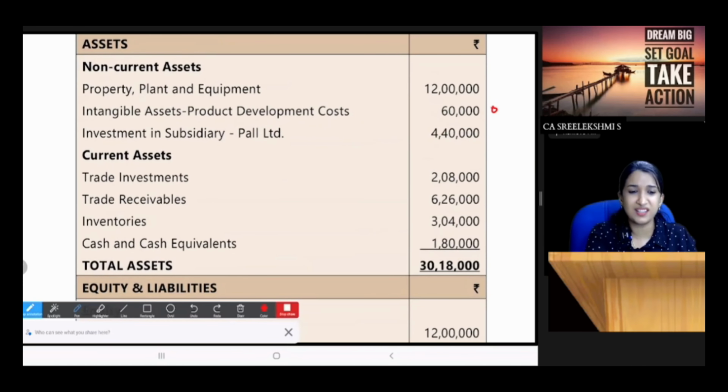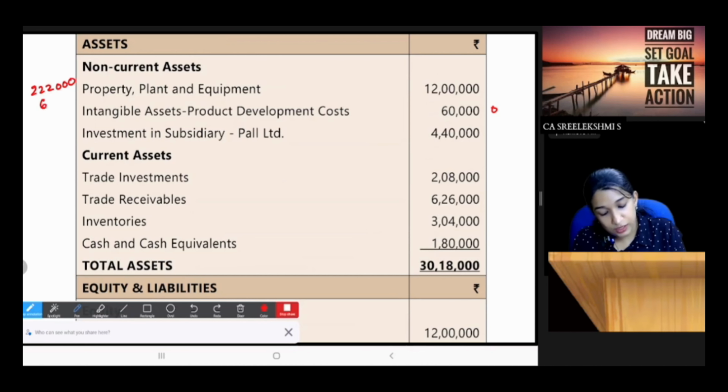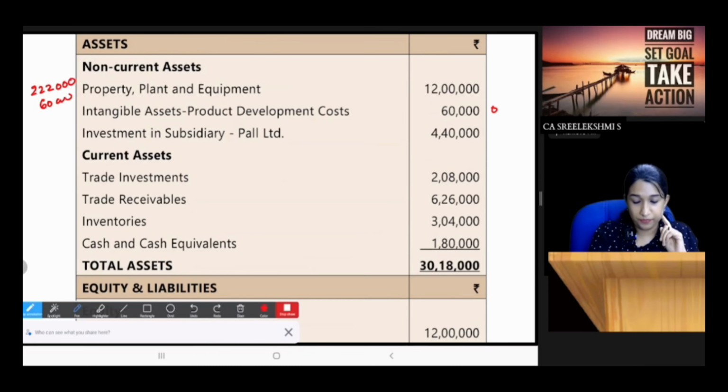Why is the tax base 0? Because nothing is deductible in future. Therefore, 60,000 is the taxable temporary difference here, in addition to the 2,22,000.